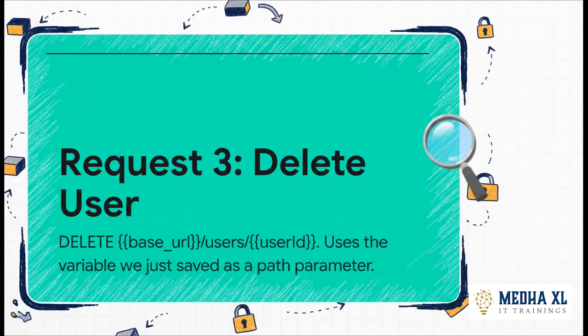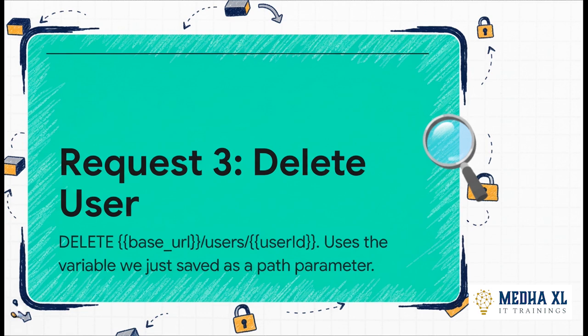And bam, here's where it all pays off. For our final request, we want to delete the exact user we just created. So we use a DELETE method, and look, right there in the URL as a path parameter, we use that user ID variable we just captured. Just like that, we're using data from one request to drive the next one.